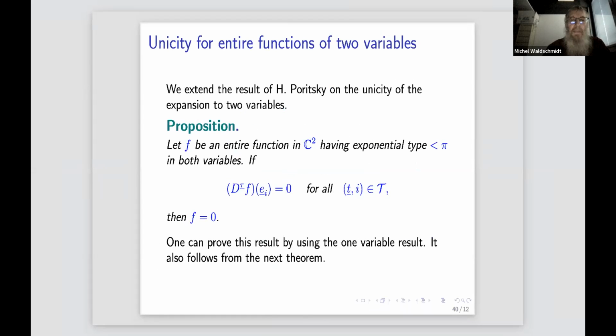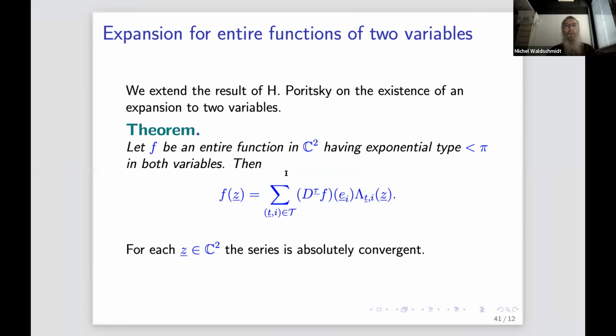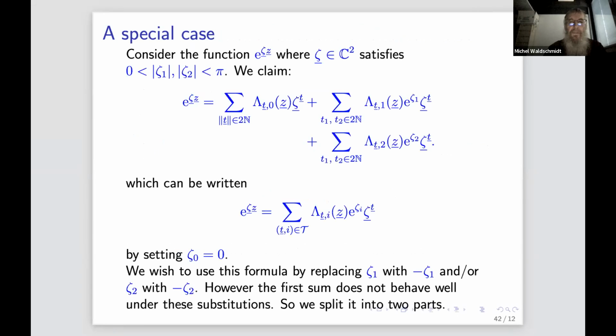finite exponential type. We first have the unicity result, that if a function of exponential type less than pi has all these derivatives which are 0, then this function is 0. We can prove this by induction, by using the one variable result, or by using a more general result which extends the result of Poritsky, which is that any entire function of exponential type less than pi has an expansion with the derivatives of f at ei times these polynomials lambda ti. And the series is absolutely convergent.